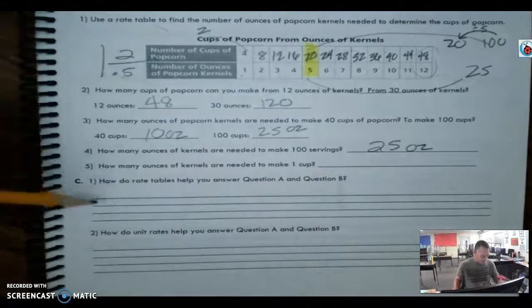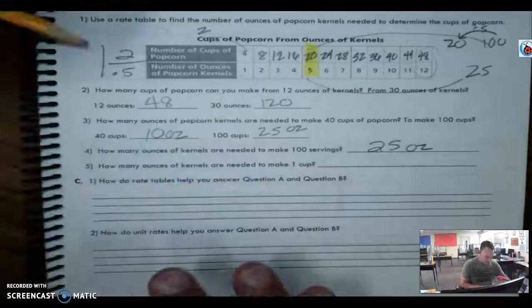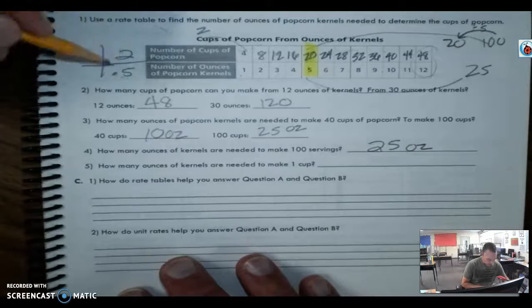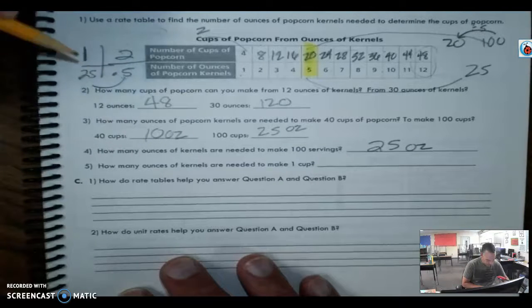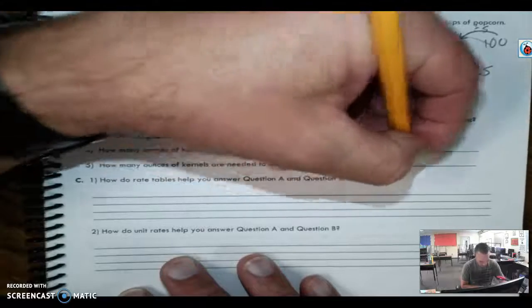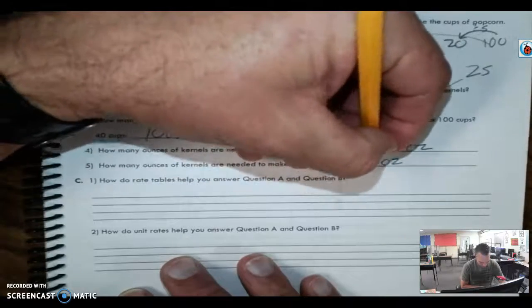The next one it's telling us how many ounces of kernels we need to make 1 cup. Well, here we go. Here's 2 cups here. We're going to go to 1 cup, and it's half of this. It would be 0.25, so it would be 0.25 ounces. We're getting down to a little bit there.